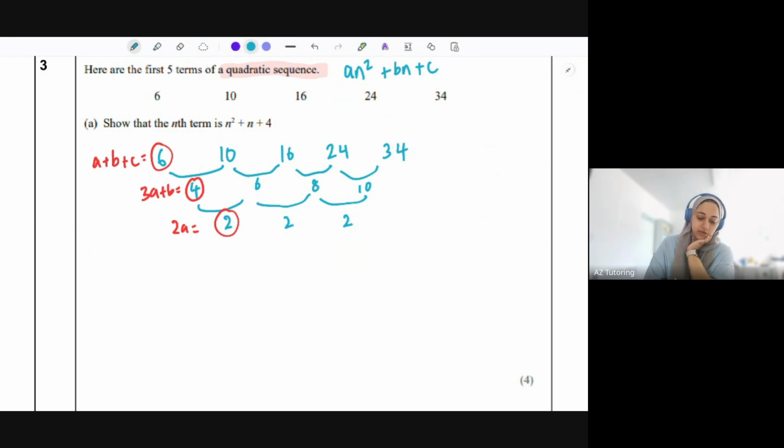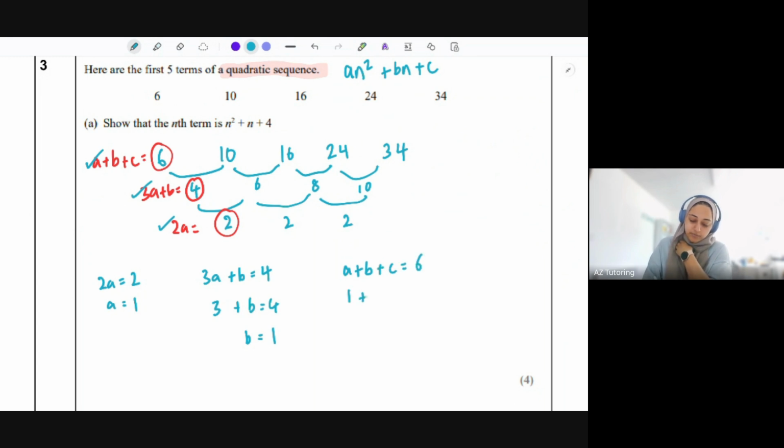So let's start off with this first one here. So 2a equals 2, so a just equals 2 divided by 2, which is 1. The next equation, 3a plus b equals 4. We know what a is, 1, so 3 times 1 is 3. 3 plus b equals 4. To find b, I'm just going to do 4 minus 3, which is 1. Let's do the top equation. We've got a plus b plus c equals 6. A is 1, b is 1 from what we found before, and c we're finding.